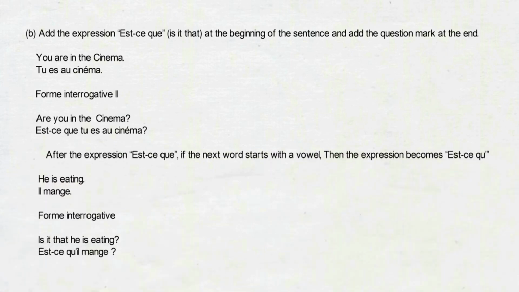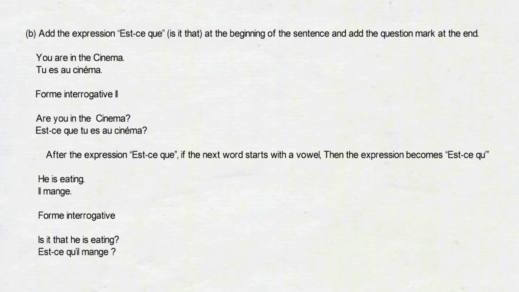So the second form is to add the expression est-ce que. It means is it that. Add est-ce que at the beginning of the sentence and add the question mark at the end. You are in the cinema, tu es au cinéma. Then the question form will be, are you in the cinema? Est-ce que tu es au cinéma? It means, is it that you are in the cinema? Okay.